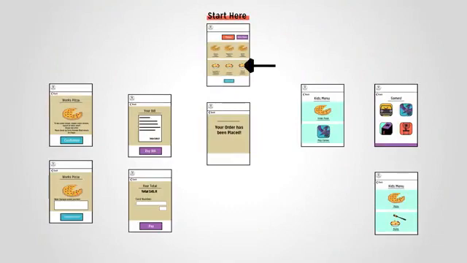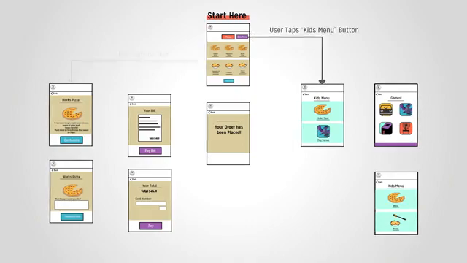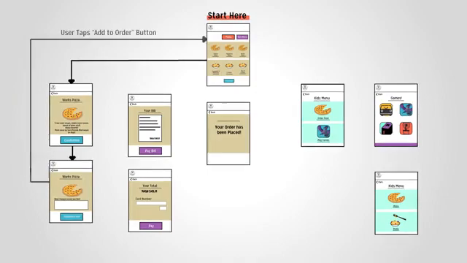From that page, the customer can tap a dish and go to a dish detail page, or tap the Kids menu button and go to the Kids page. At a dish detail page, the customer can tap to order the dish and then proceed to a dish customization page. Once the dish is customized, the customer can tap to place order and return to the main page.